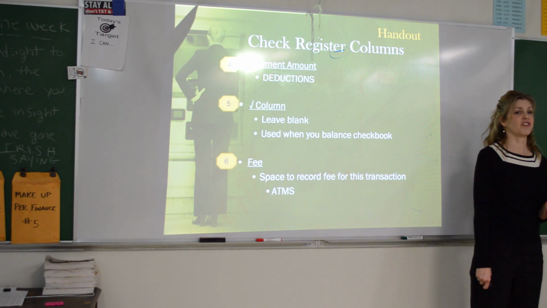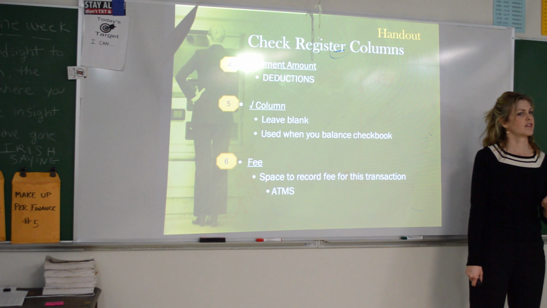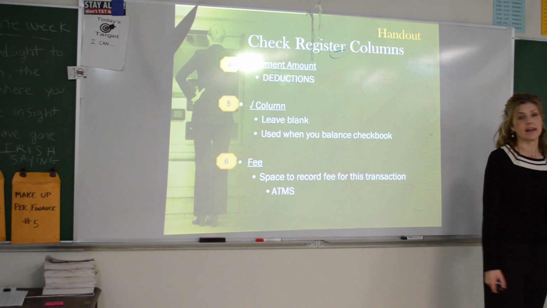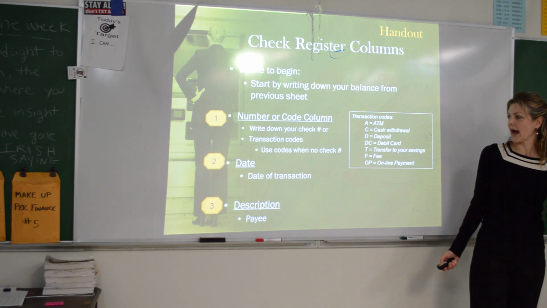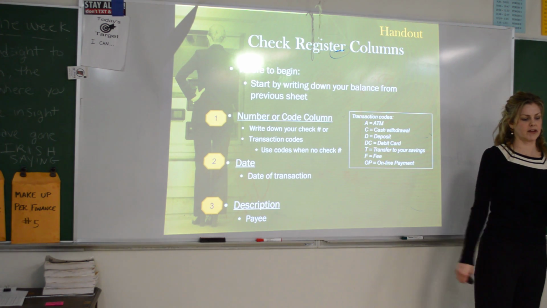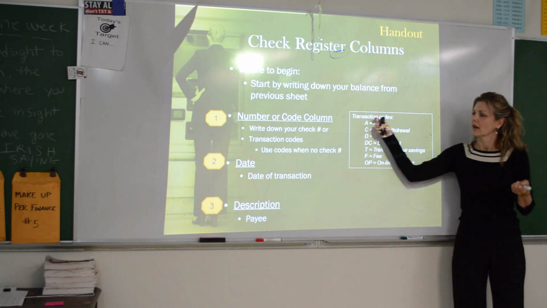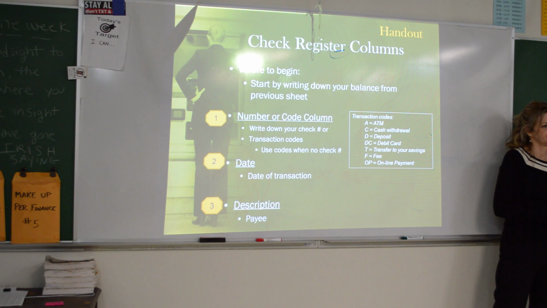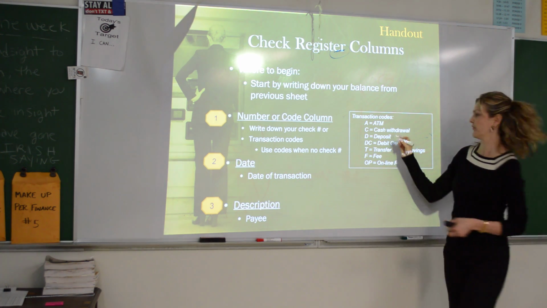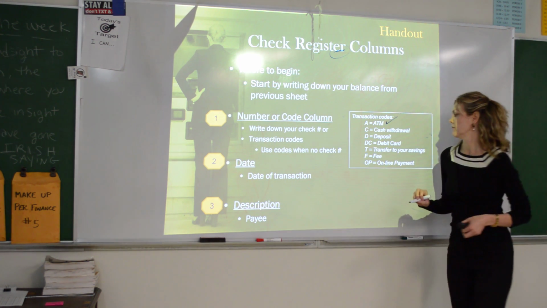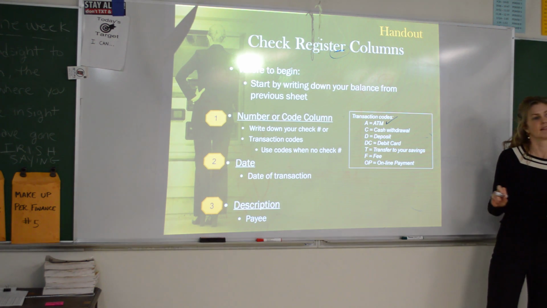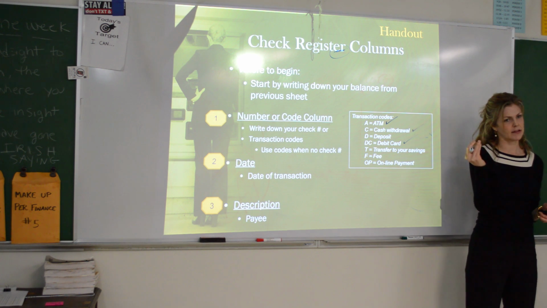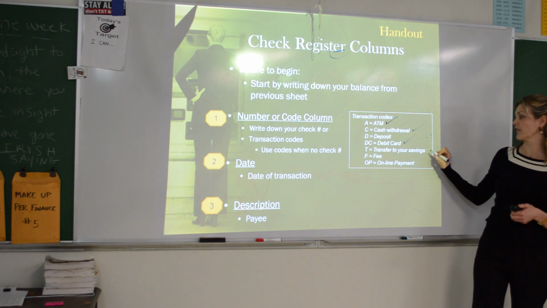Column 6 is the fee column. Okay, this is the fee column. This is for transactions that have a fee. All right, so let's go back and look at some of these transactions, and you tell me what type of transaction might have a fee on the board. ATM may have a fee, all right? Anyone else? Yeah. Cash withdrawal. Maybe cash withdrawal, you never know. Debit card, there are many. It all depends. Transfers could have a fee.